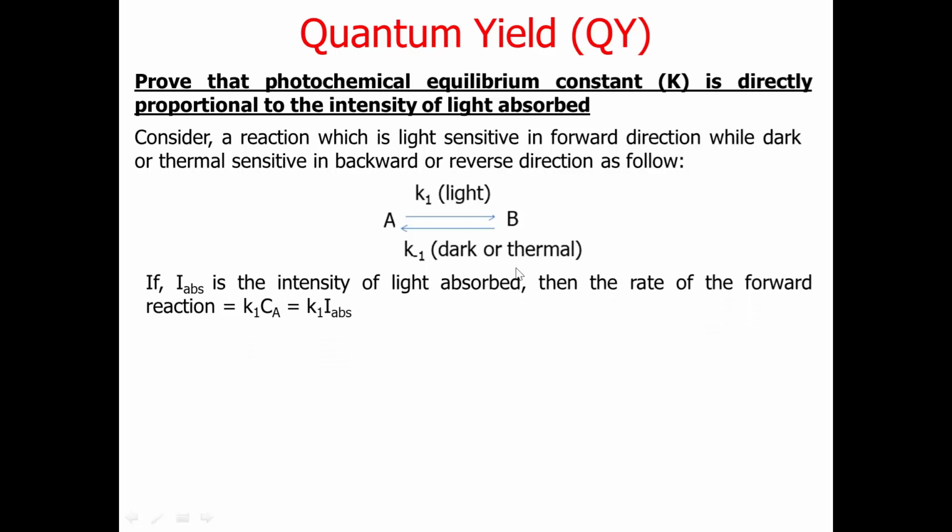So in this case, if I absorbed is the intensity of light absorbed, then the rate of the forward reaction, as you have learned in the chemical kinetics section, should be equal to the rate constant K1 into the concentration of A. Because A molecule in the presence of photon energy is converted to B molecule, we can write it as K1 into I absorbed. Similarly, the rate of the reverse or backward reaction should be the rate constant K inverse 1 into the concentration of the product, that is, the concentration of B.